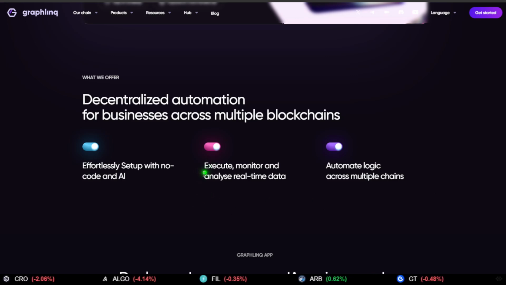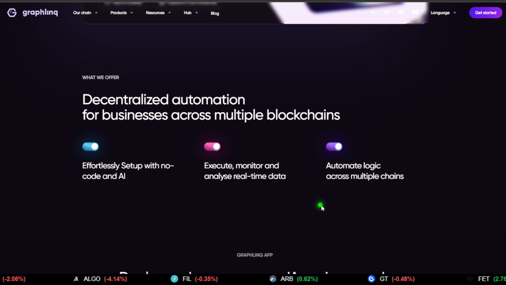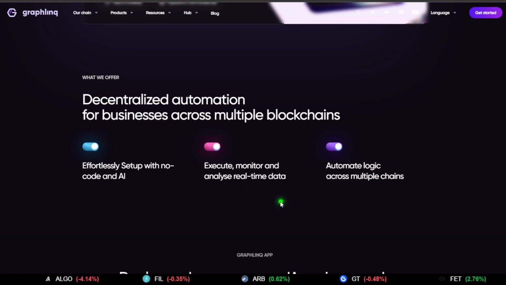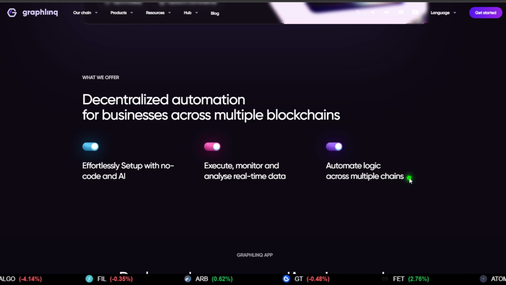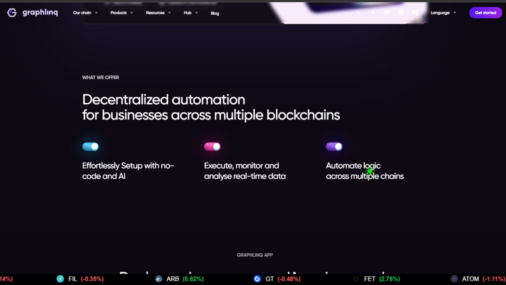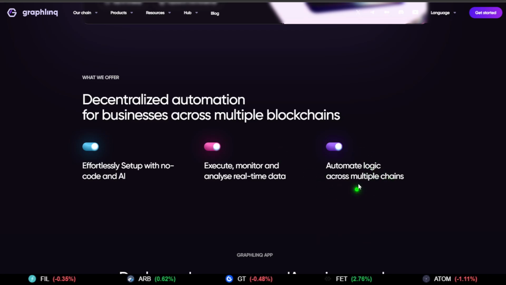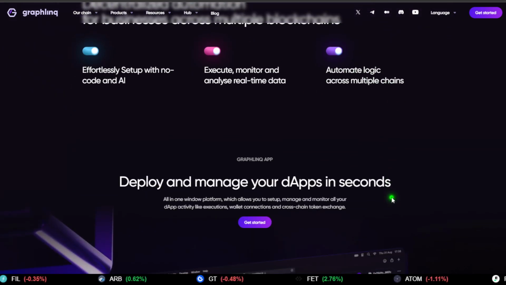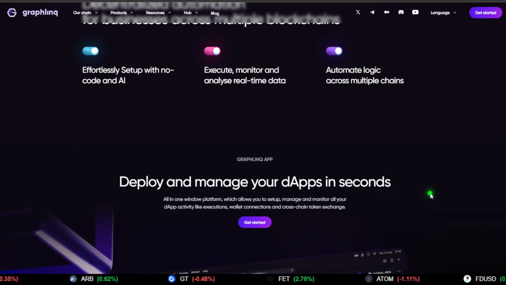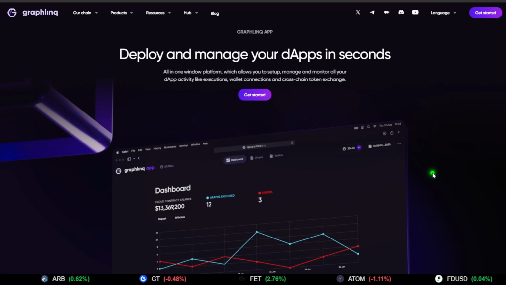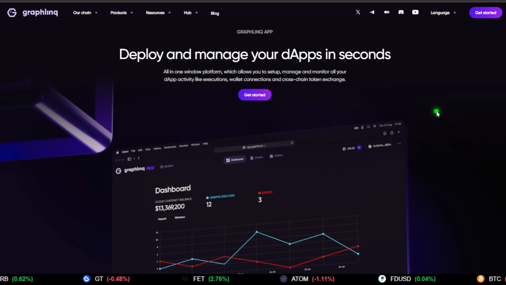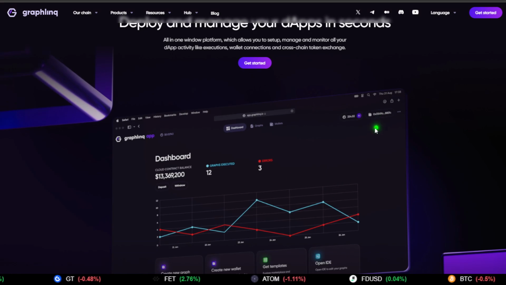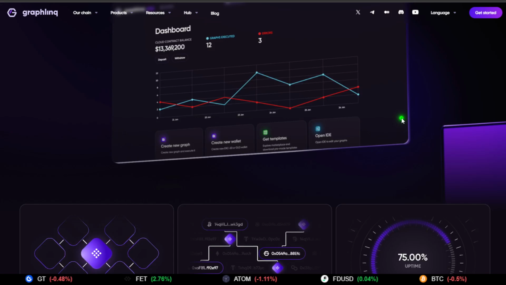Effortless setup with no code and AI. We kind of talked about this, a little bit of repetition, because their IDE offers that. Real-time data, automate logic across multiple chains. So a bit of a cross-chain integration, which is fine. And I kind of see the agnostic approach that they're taking here, which is interesting. Deploy, manage your dApps in seconds. This is their dashboard, a little bit of a visual. You can get started and go check that one out.